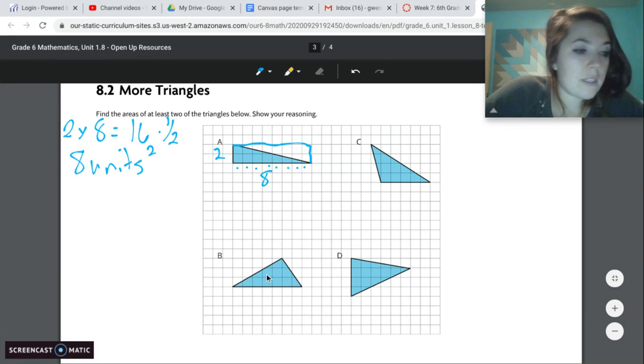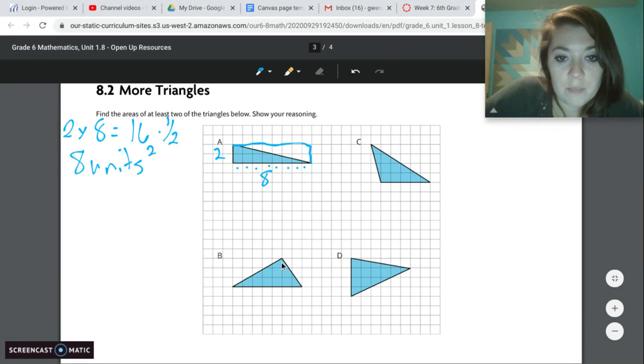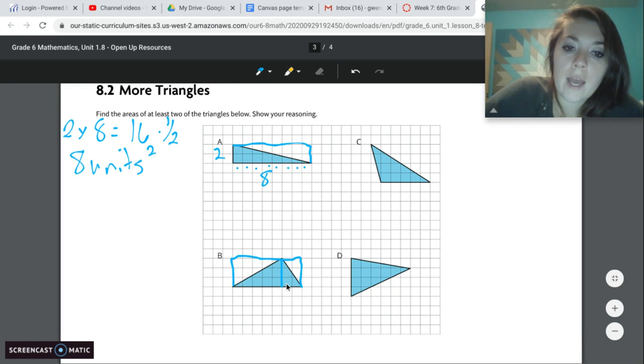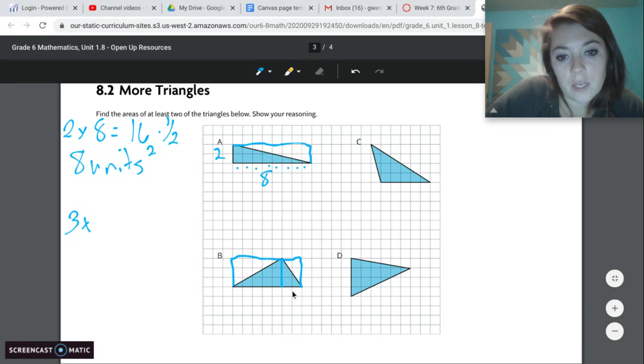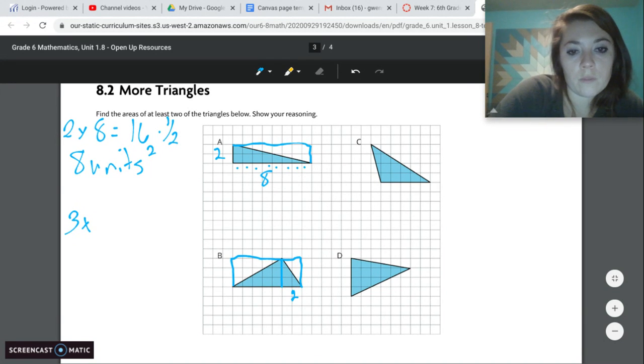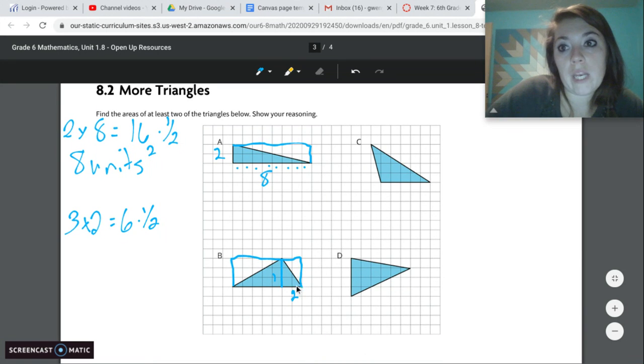So we end up with 8 units squared for our area. Now, B obviously is an interesting one. We can split this triangle into 2 separate triangles to then form 2 separate rectangles here. So for the height, we're going to have a height of 3 each time. So 3 times our base on this one is 2. So 2 times 3 equals 6, but we need to multiply that by 1/2 because that'd be the whole rectangle and we need half of it.